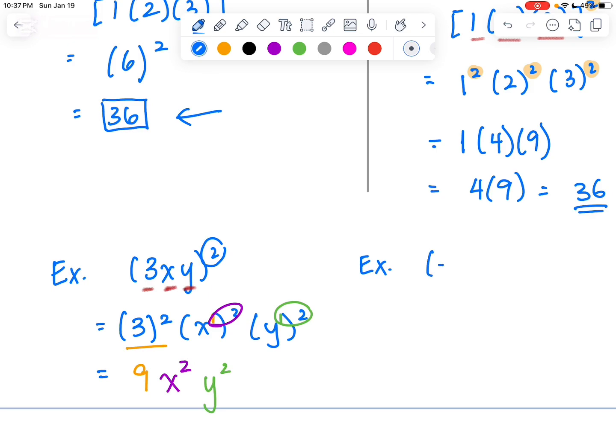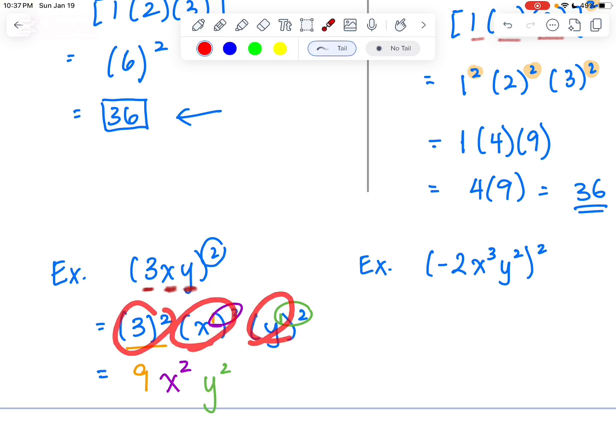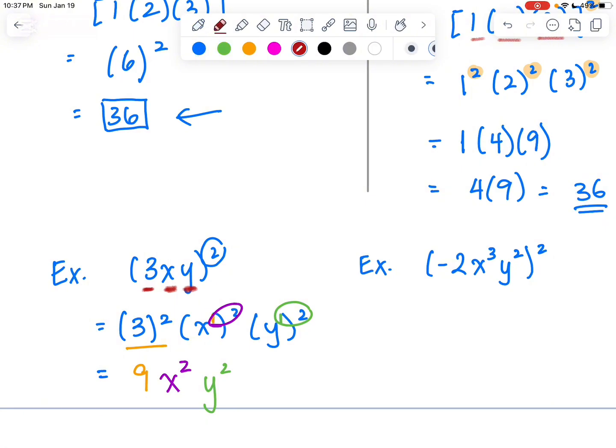Let's say we have negative 2x cubed y squared, and now we want to square this. How would I do that? Well, I'm going to once again underline each of my factors just to help me see what I'm breaking up. So here I have a negative 2 times x cubed times y squared. So each of those I'm going to put in a set of brackets, and they each get a copy of that squared. Okay, and let me color code that for you.